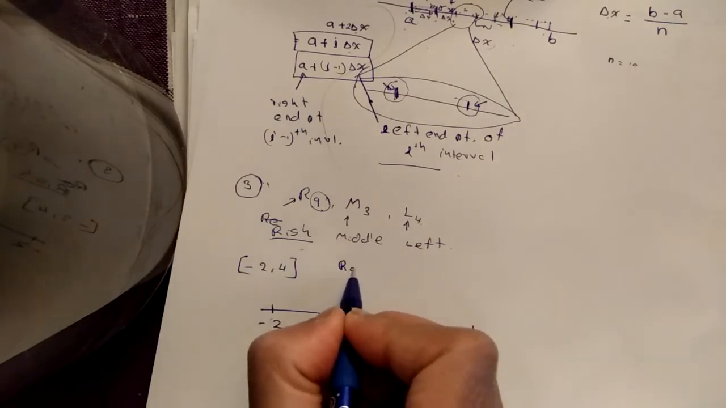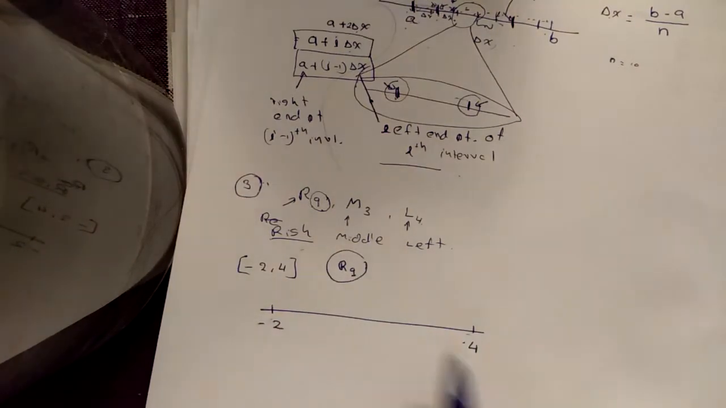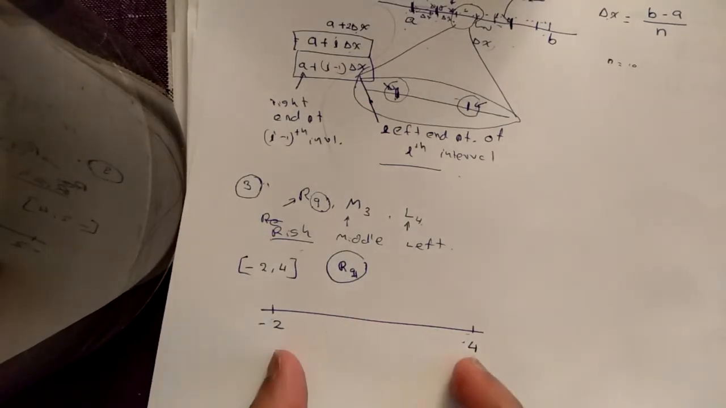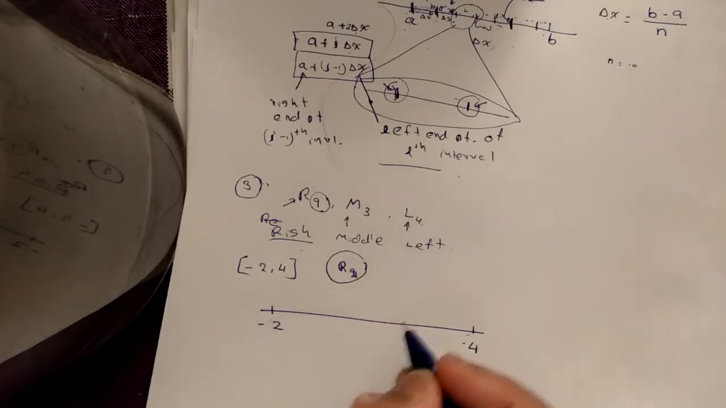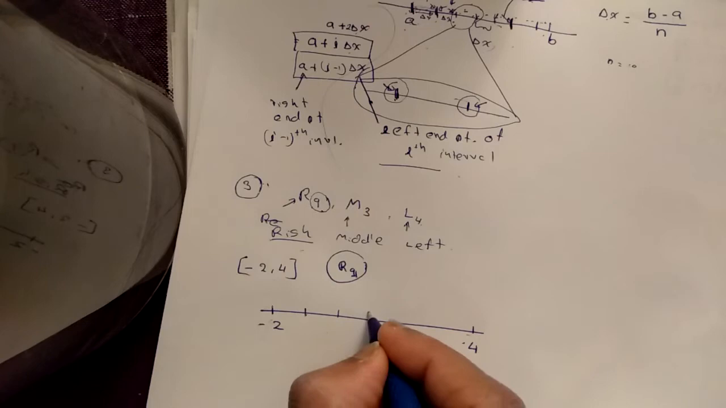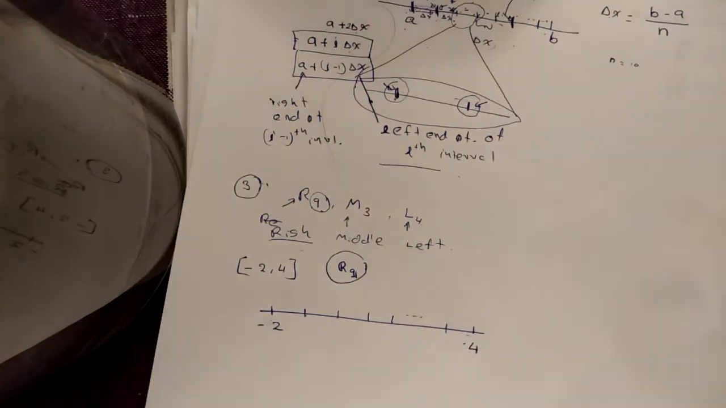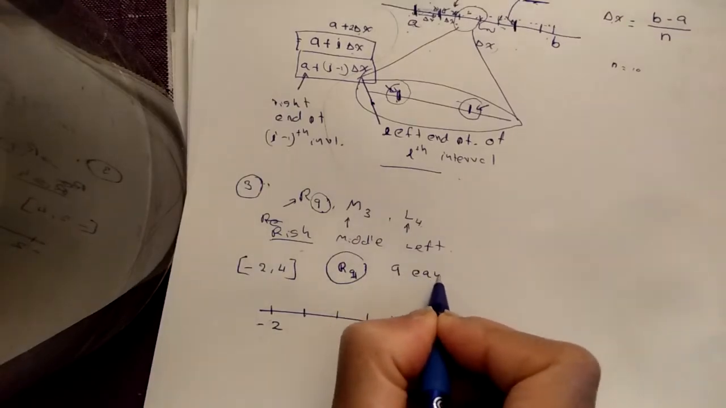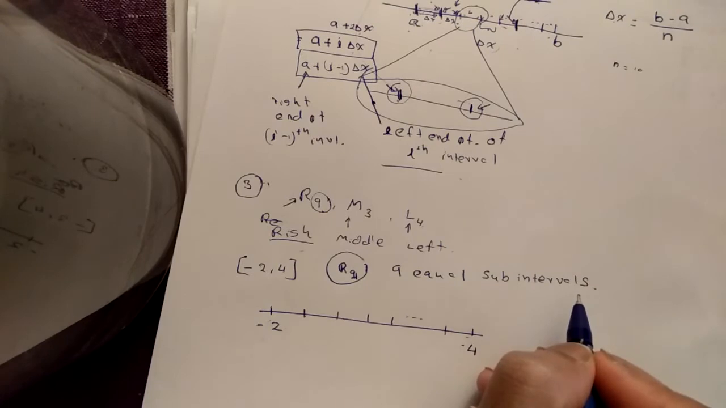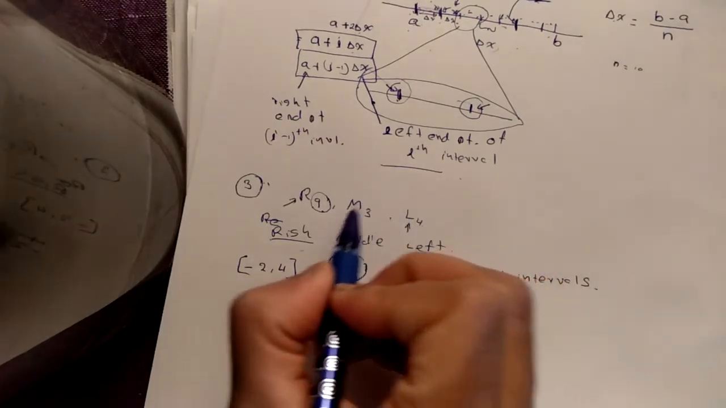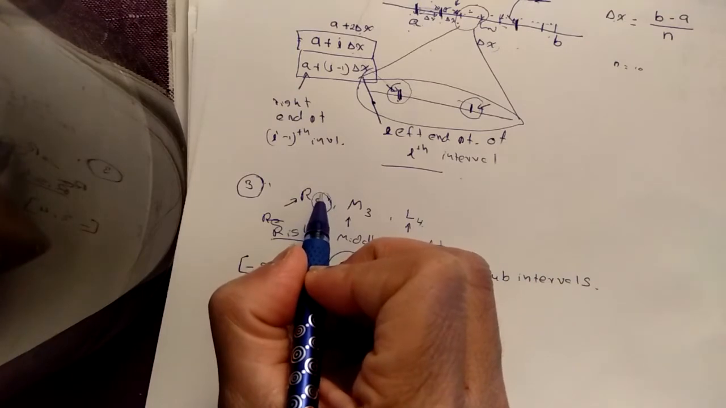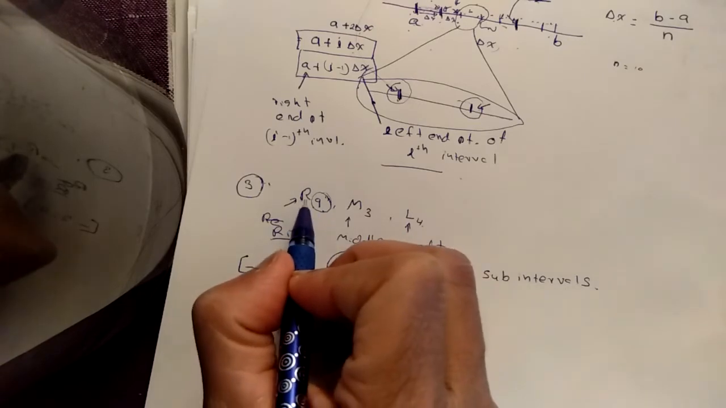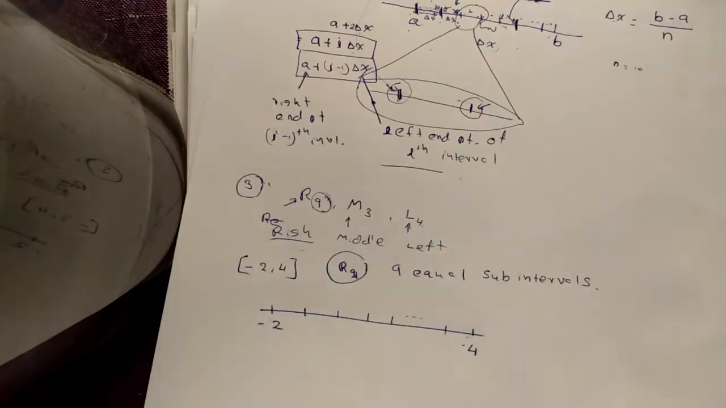So this 9 gives us the information that we have to divide this interval into 9 equal parts. Like this, we divide it into 9 equal subintervals. Now, as we understood the meaning of the number 9, how does the word right come into play?